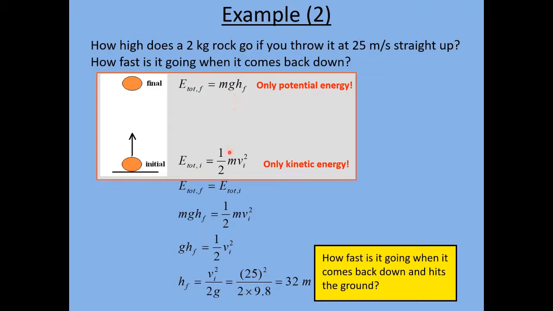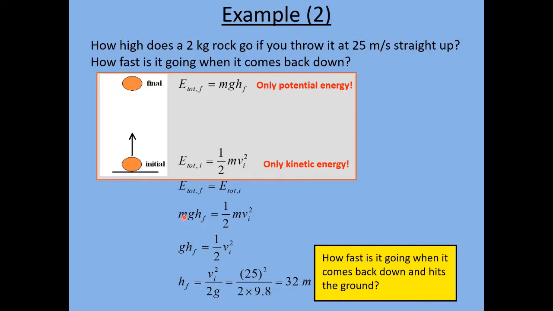So once again, we can equate these two terms here. The initial energy of the rock down here has to be equal to the final energy of the rock up here because of the conservation of energy principle. So again, we can just equate these two terms here, and this time we're going to solve for the height. So we have mgh equals 1/2 mv squared. We're going to solve for h.